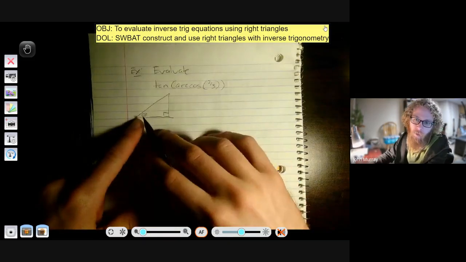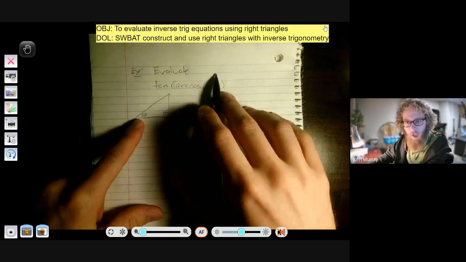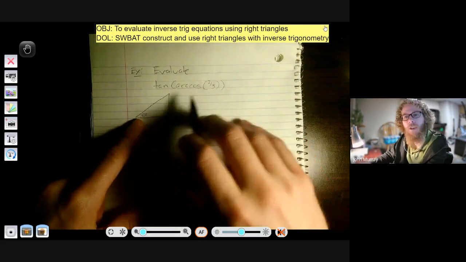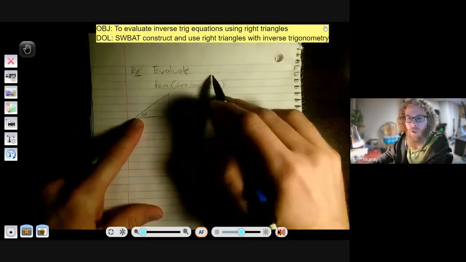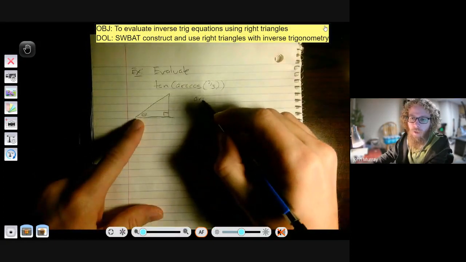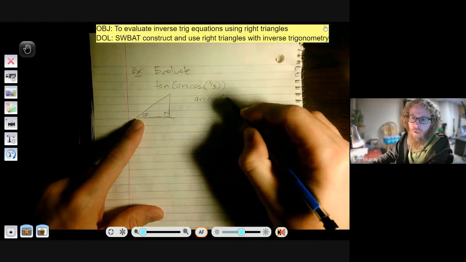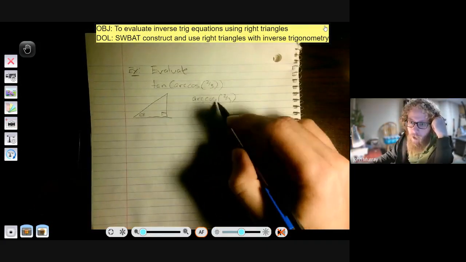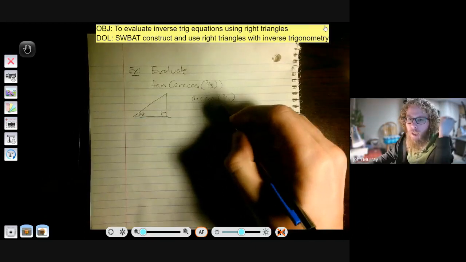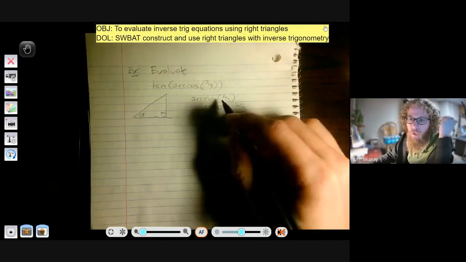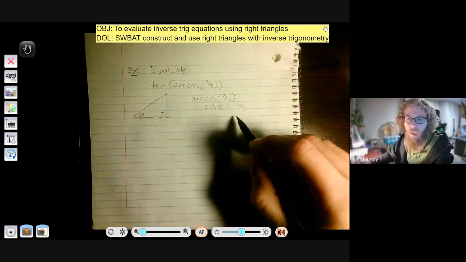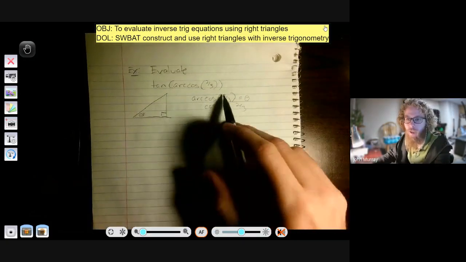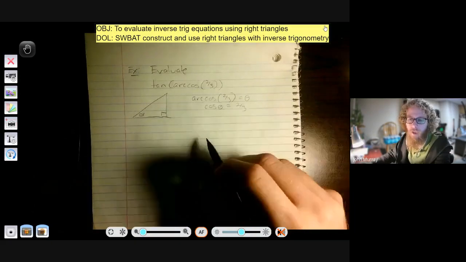So I want to calculate the tangent of this angle. But again, I don't have the angle. All I know is that the arc cosine of the angle is 2/3. So let's break this down. So this is telling me my angle, right? My cosine of my angle is going to be 2/3. That's the inverse of what we just did. That's what the arcsine of something gives us, is an angle.